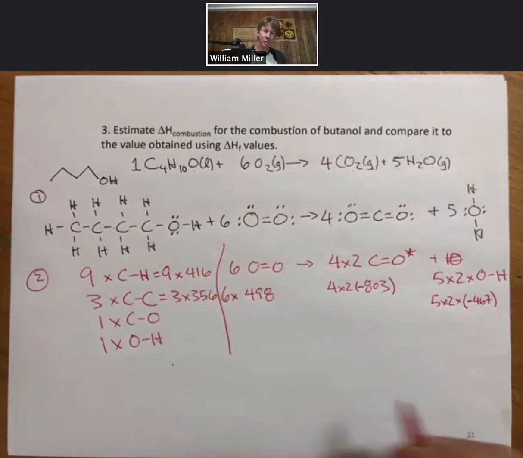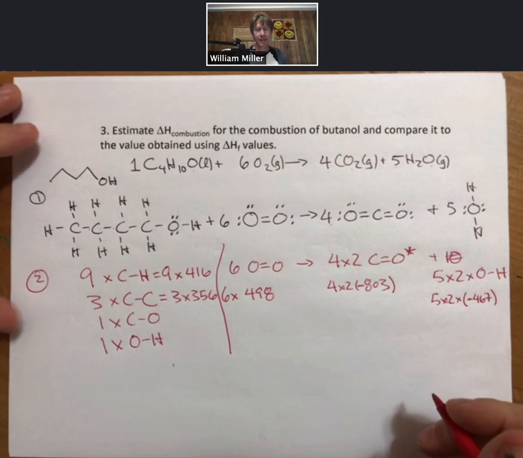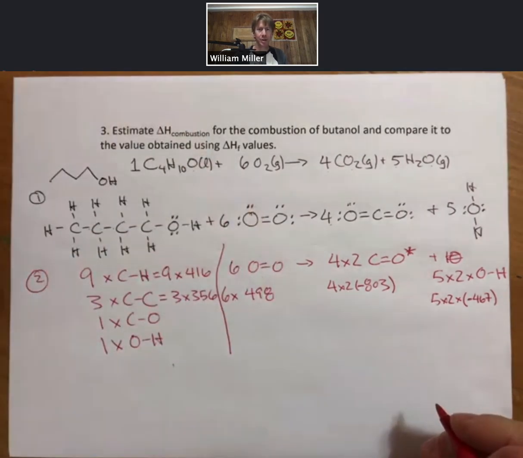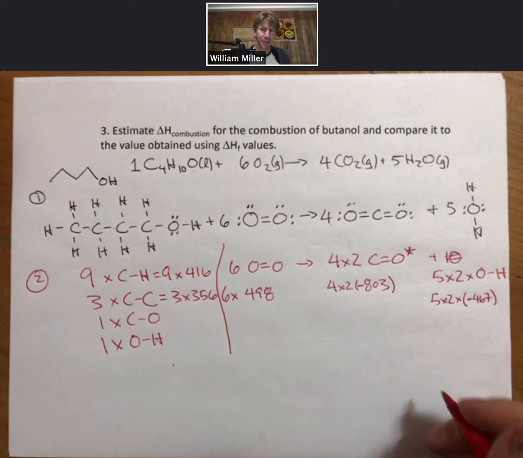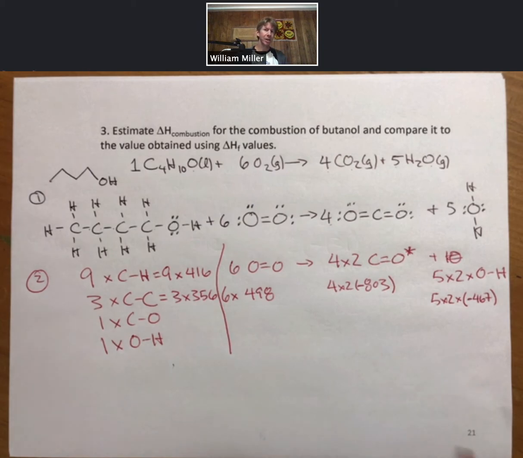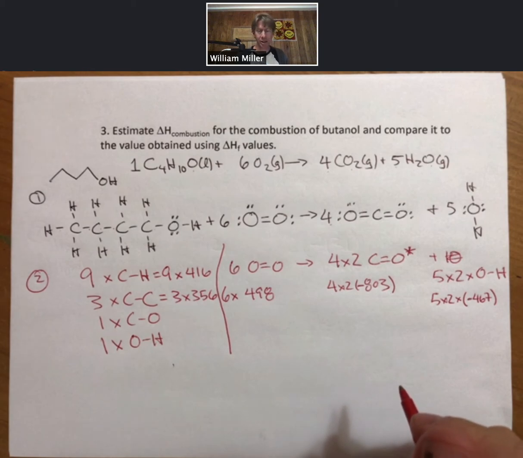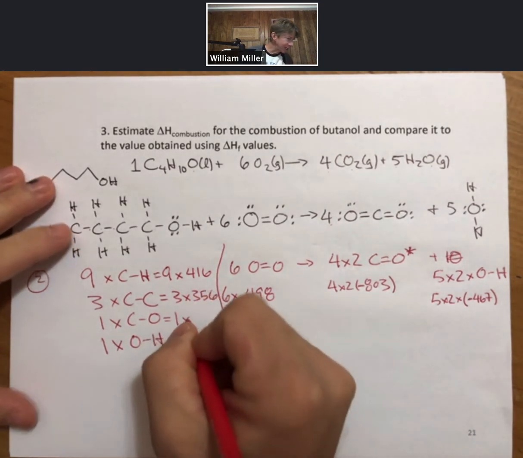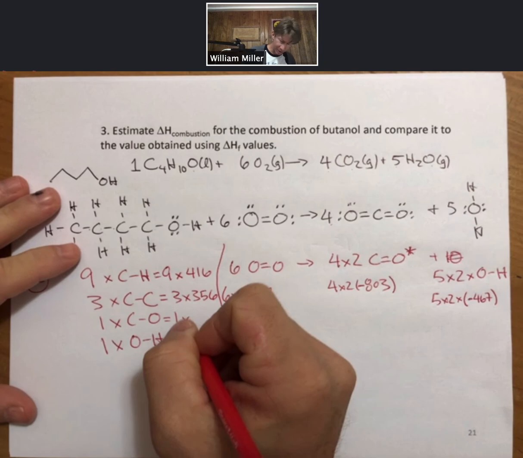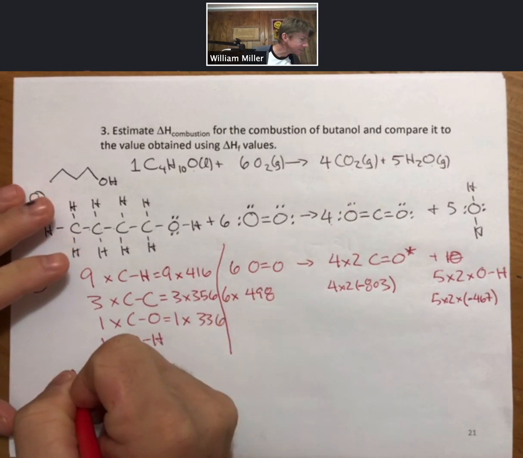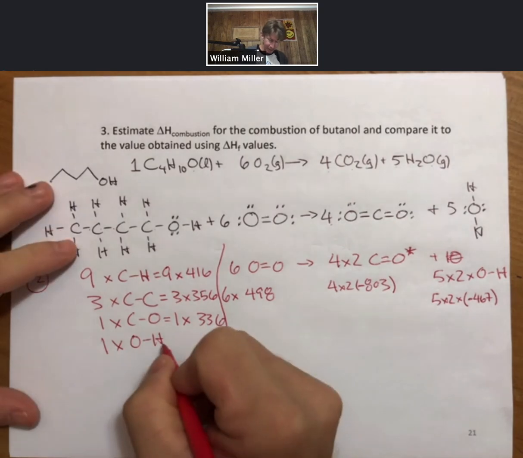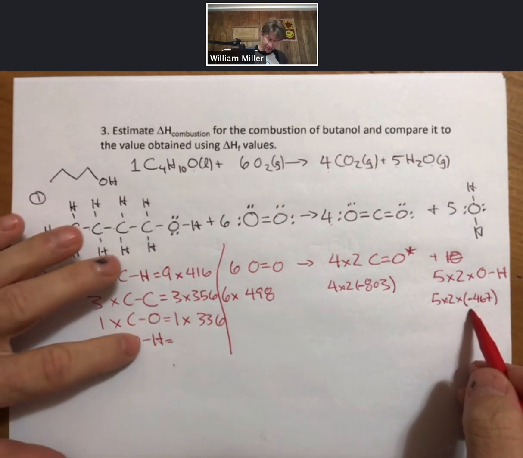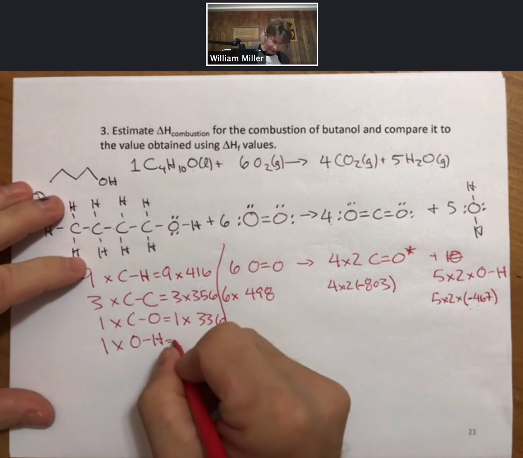What you'll find as you move from book to book in general chemistry is that the values are all relatively close, but they're not all exactly the same. That's why in the previous one I had 243 instead of 242. They're estimates, and these estimates vary depending upon the source, but they're all very close, and they're all improving over time, as you might imagine. 1 times carbon, oxygen, 336. Yep, that's what it says. And 1 times oxygen, hydrogen is going to be 467.